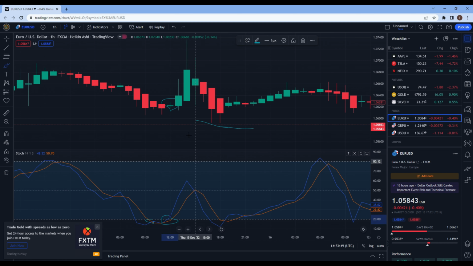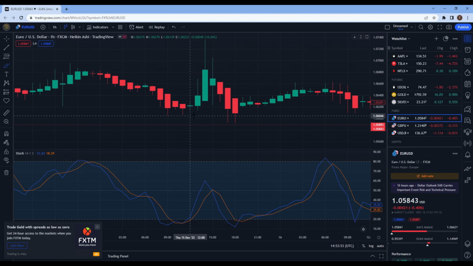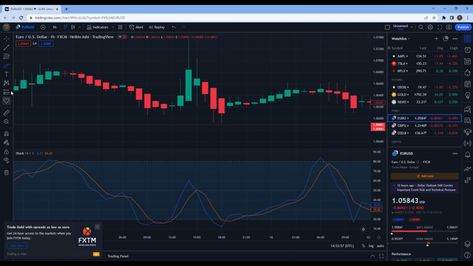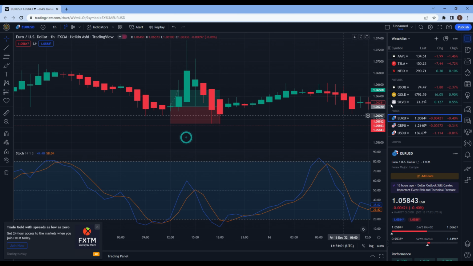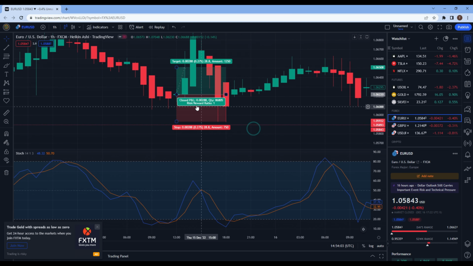Okay, now we spot this green candle, this one. So we will open a long or a buy position here. Okay, the most important thing here is the risk to reward ratio. It's important. Okay, you have to make it 1 to 1.5. You are risking 1% to gain 1.5%.